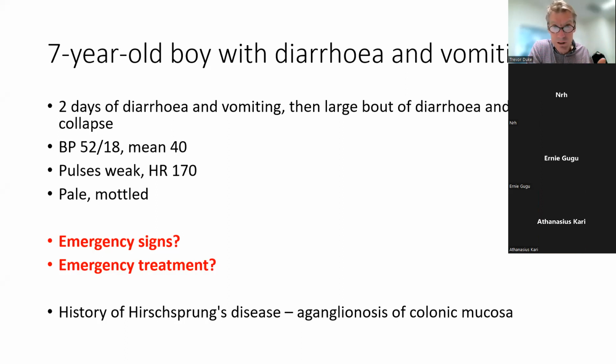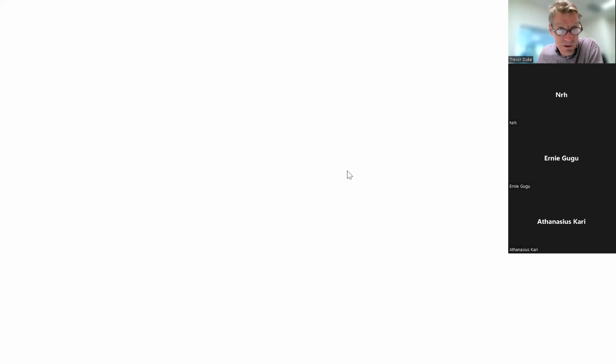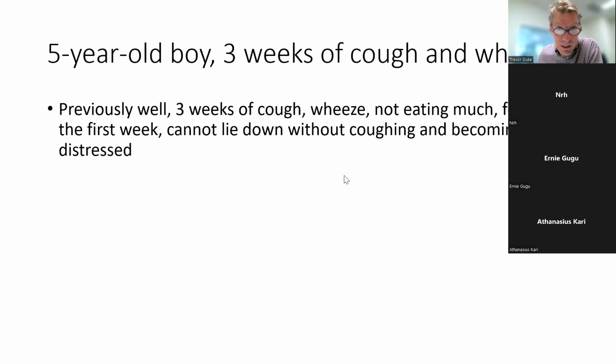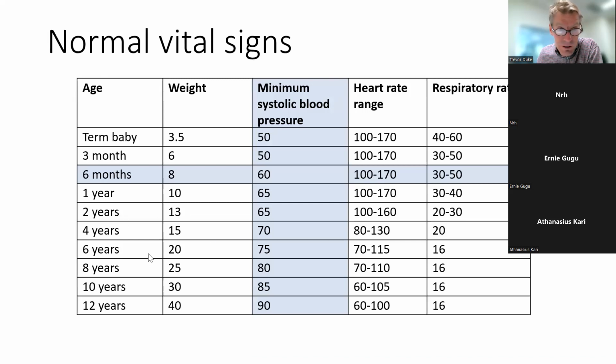He'd had 2 days of diarrhea and vomiting, and then a large bout of diarrhea, and then he'd collapsed. And when he presented, his blood pressure was 52/18 with a mean of 40. Now, if you remember what I said about normal blood pressures, you'll remember that that's very low for a child of 7. Let's go back to what we said about the normal values. A 7-year-old should have a normal blood pressure somewhere between 75 and 80, but this child's blood pressure was only 50, so that's very low, right?